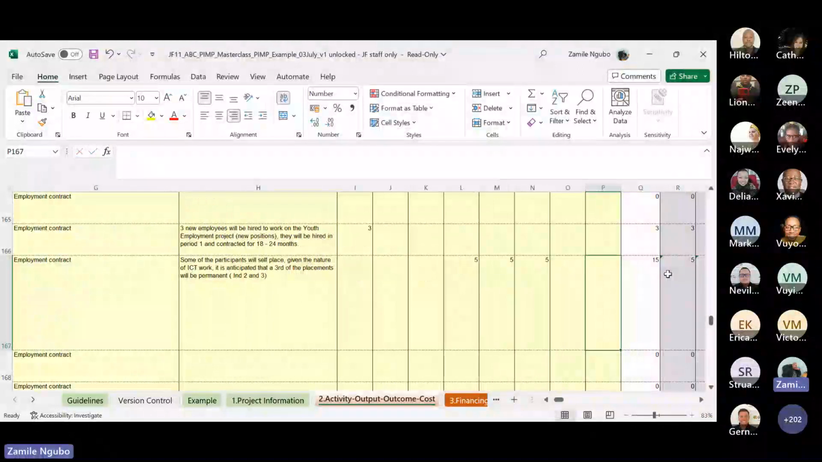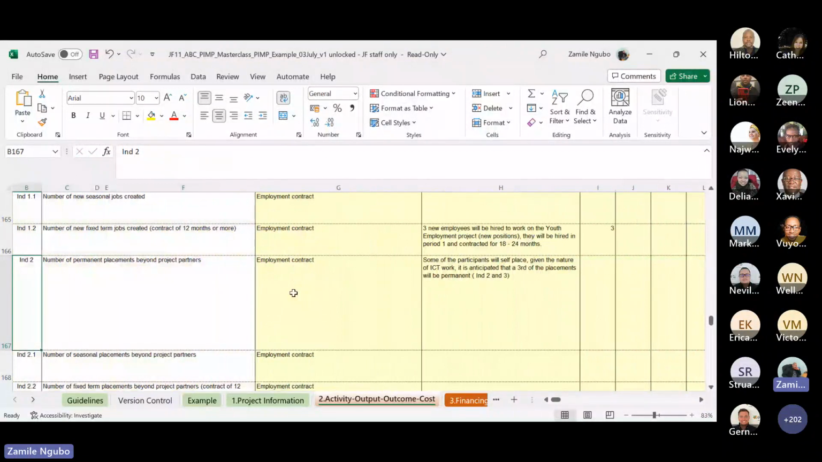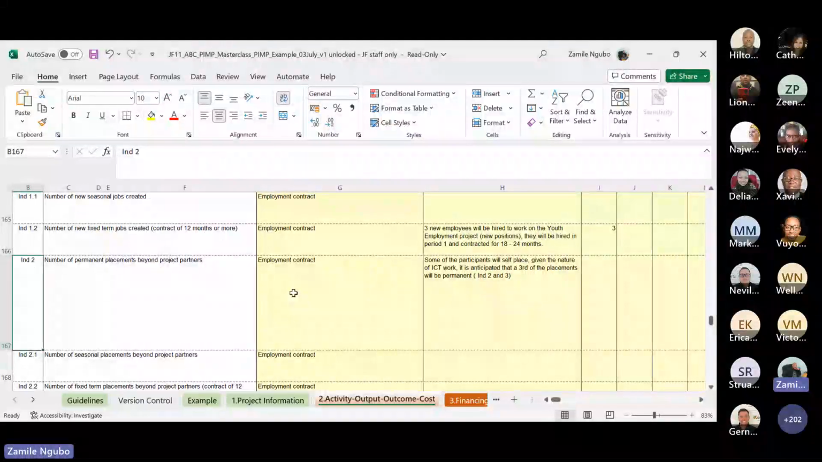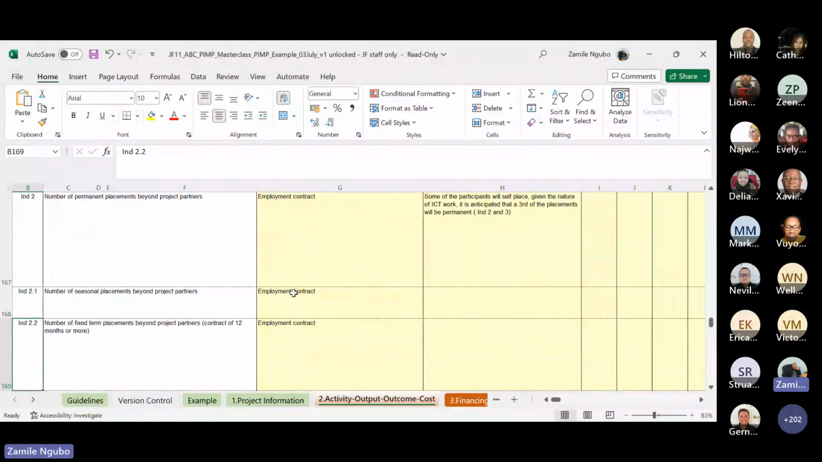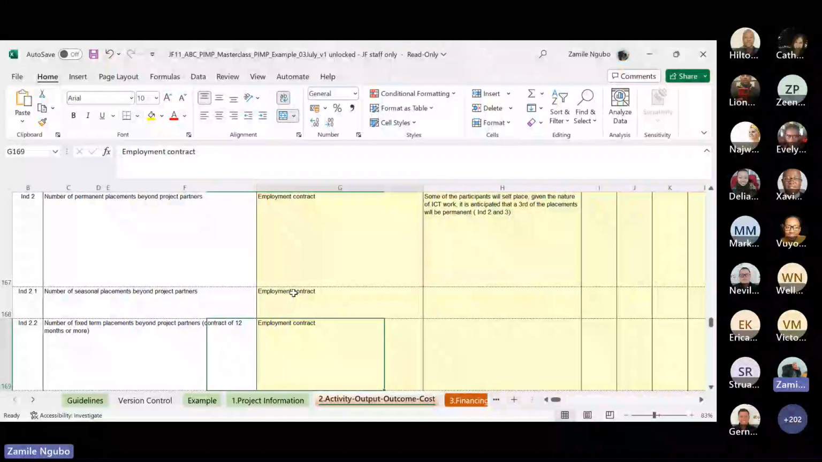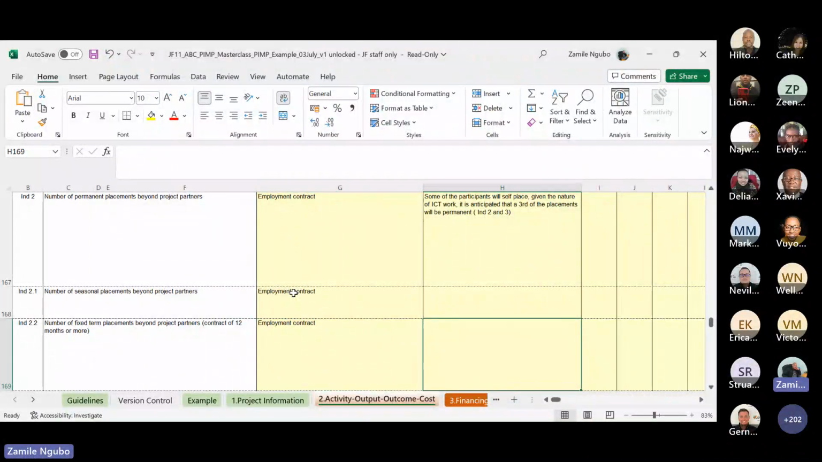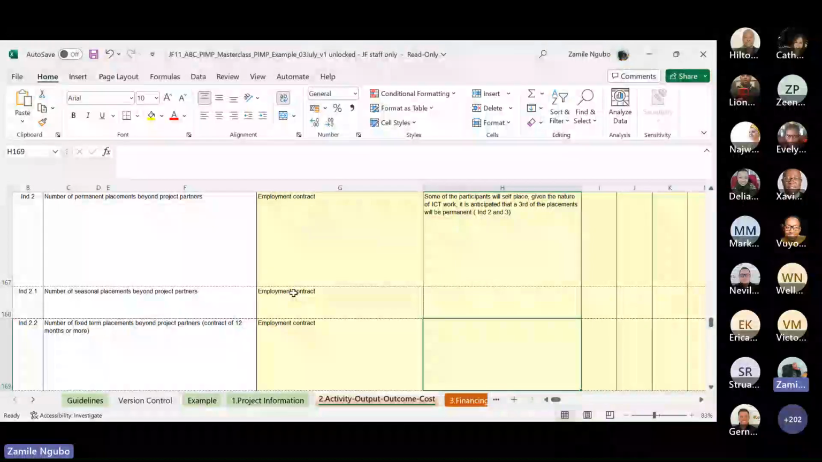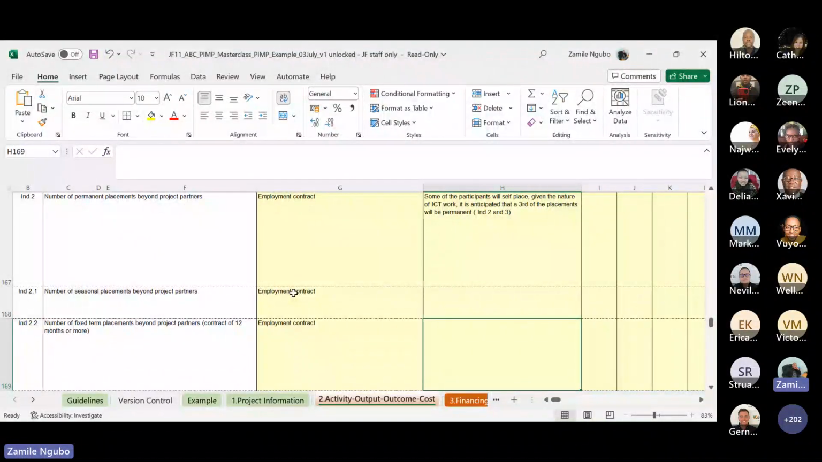Then when we move next to another indicator 2.2, number of fixed term placements beyond project partners, we are also given 15 of those jobs that will be created beyond project partners. So the assumption here is others, again, will be able to self-place themselves. Some will secure fixed-term contract positions, and we are assuming that they will be able to do that between 3 to 6 months after they have completed the training.